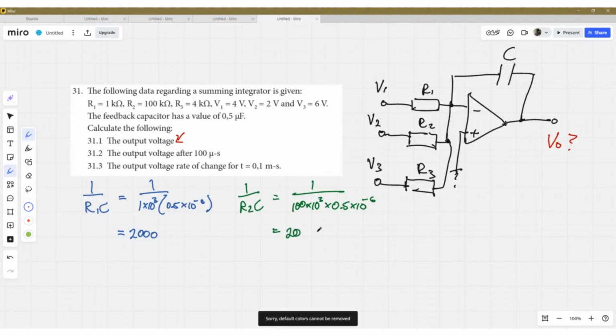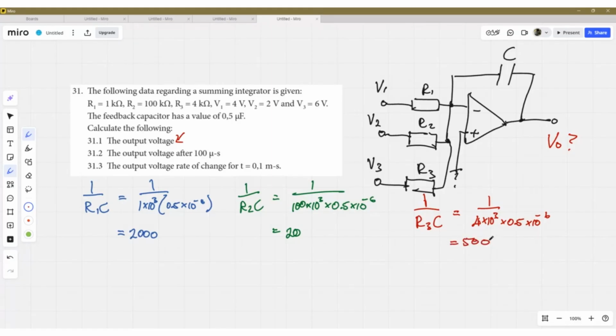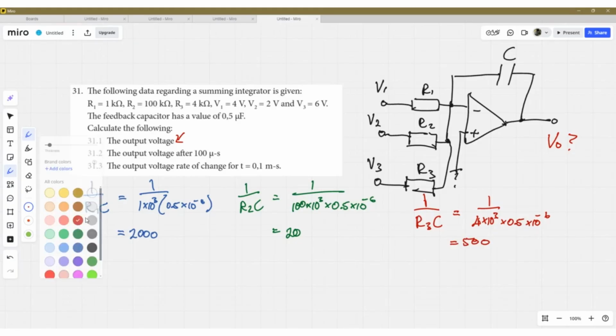And then lastly, you're going to have 1 over R3C. That's essentially 1 over 4 times 10 to the 3 times 0.5 times 10 to the minus 6. So that is 1 divided by 2 times 1,000, which is 500, that fraction. That makes life a little bit easier for us when doing this.